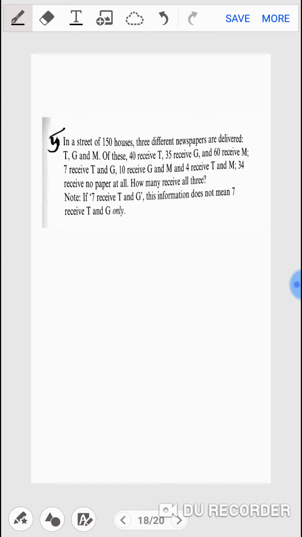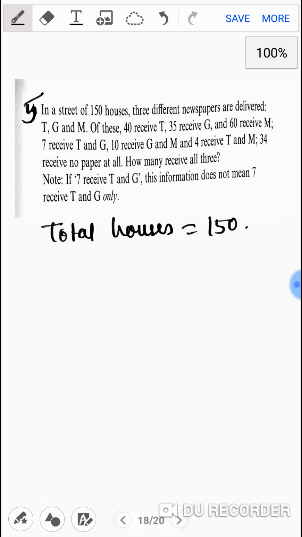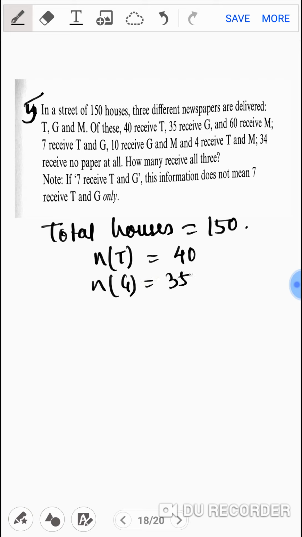In a street of 150 houses, so total houses are 150. 3 different newspapers are delivered, T, G and M. Number of T newspaper is 40. Number of G newspaper is 35. And number of M newspaper is 60. Sorry, it's 60.